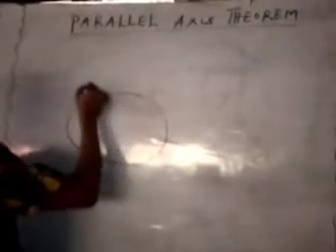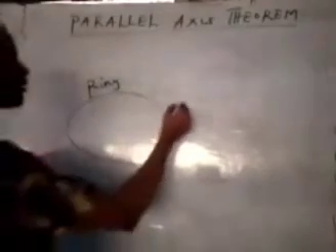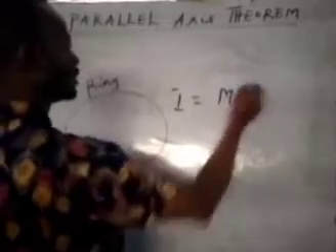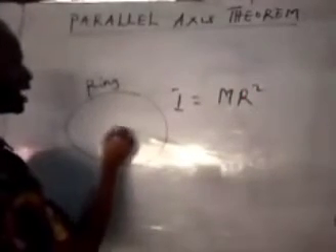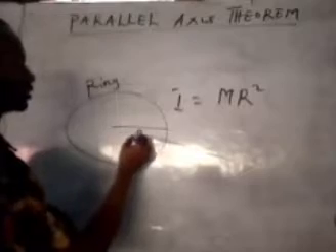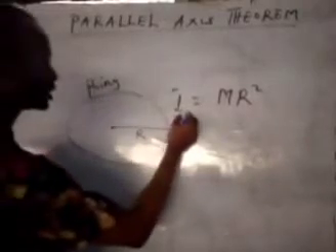if I have a ring, this is a ring, we observe that the moment of inertia for a ring is given as what? As mr squared, where this r has to do with the distance, that is the radius of the circular path. So we have found the moment of inertia of a ring through the center of gravity.